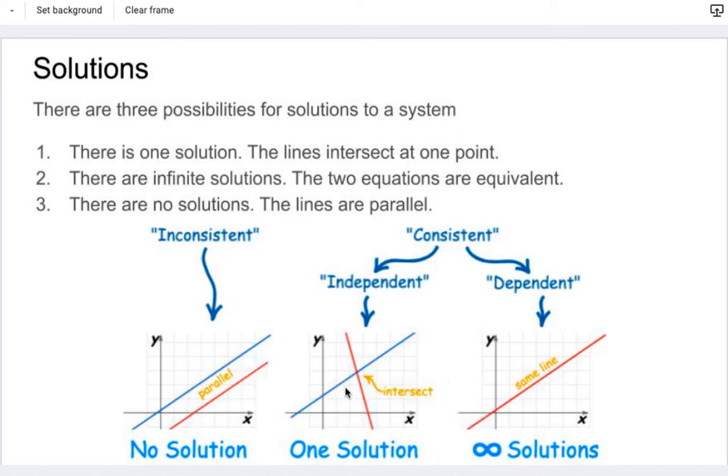If we graph two lines and they have a different slope, then they're going to have a point of intersection at one point. If they're quadratics or something else, they could have more than one. This is called consistent because it intersects, and it's independent because there's one solution. And if you graph the two lines and you wind up with only one line, that means they meet at an infinite number of points. So there's infinite solutions, so this is consistent and dependent.